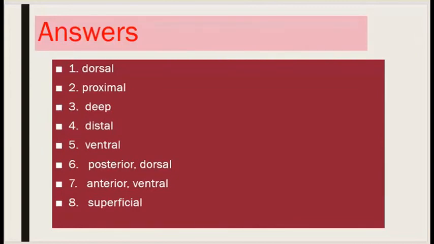Answers. Number 1 is dorsal, number 2 is proximal, number 3 is deep, number 4 is distal, number 5 is ventral, number 6 posterior, dorsal, number 7 anterior, ventral, number 8 superficial.